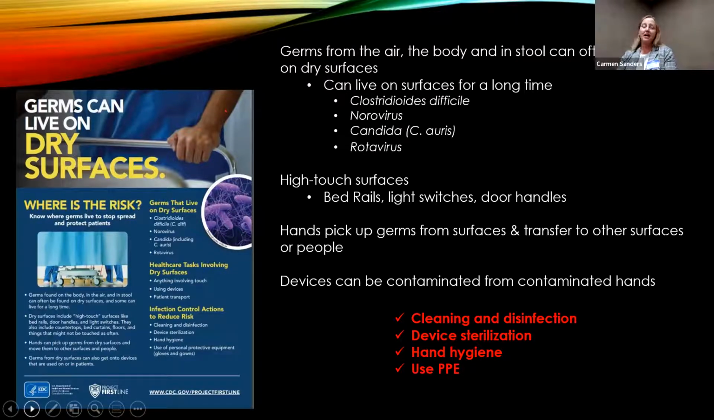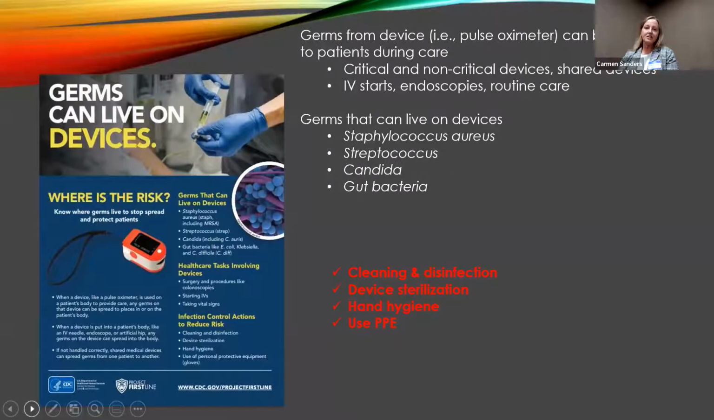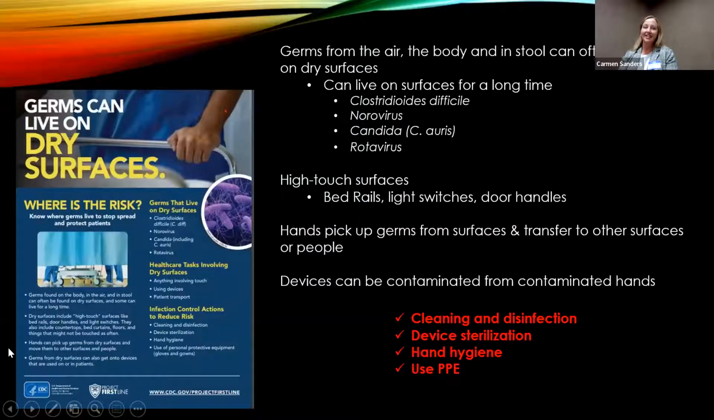So next we'll talk about what kind of organisms live on dry surfaces. Organisms that can live on dry surfaces can be the Clostridioides difficile, which causes the C. diff infection, norovirus, Candida, like the Candida auris that we're hearing about going around. It's a nasty, nasty infection, and good old rotavirus. We see those things, they live on those high touch surfaces that we talk about.